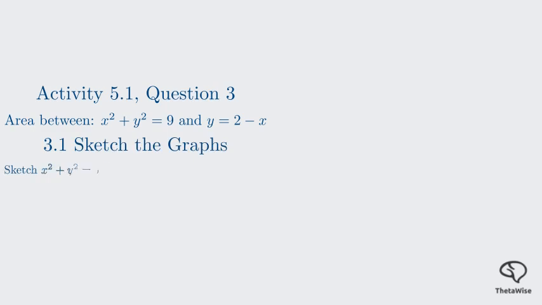First, consider the equation x squared plus y squared equals 9. This is the standard form of a circle centered at the origin with a radius of the square root of 9, which is 3.